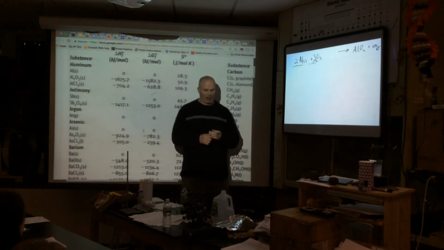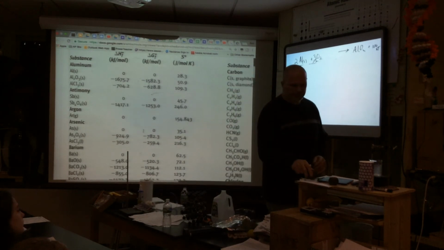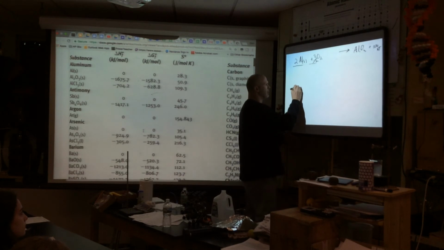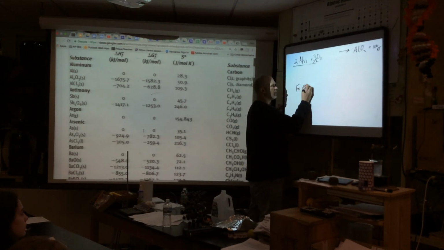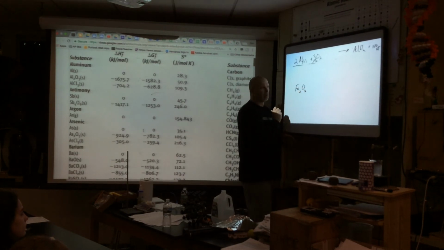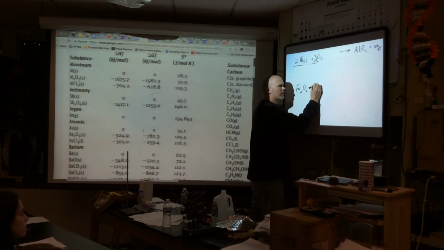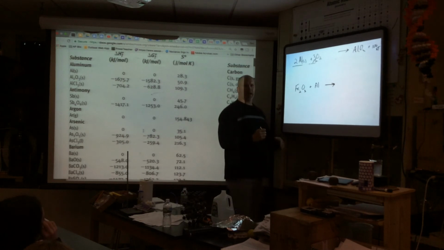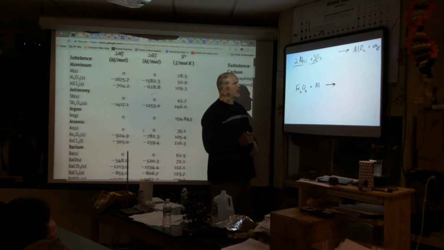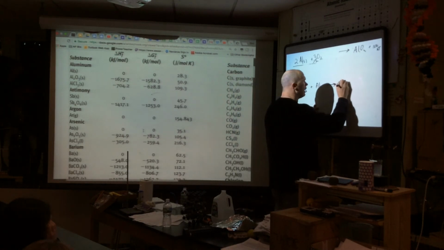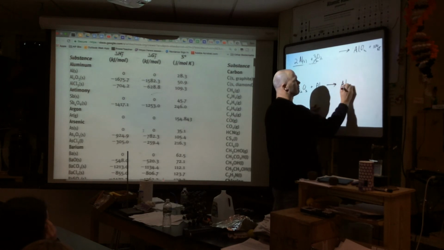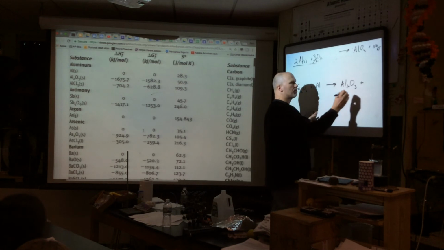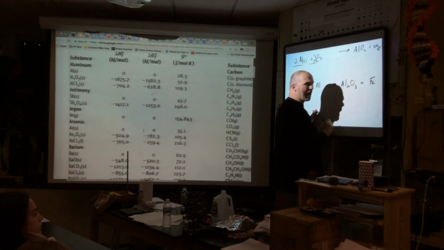And so here's what we have here. I have iron oxide. Now, iron oxide is rust, 2 and 3. And I'm going to smash it with aluminum. What's going to happen is I'm going to make aluminum oxide. And this is the cool part: pure iron. What kind of reaction is this?